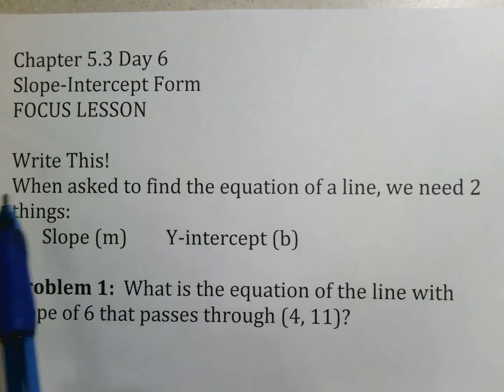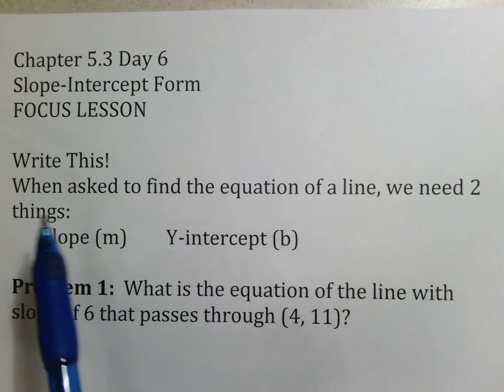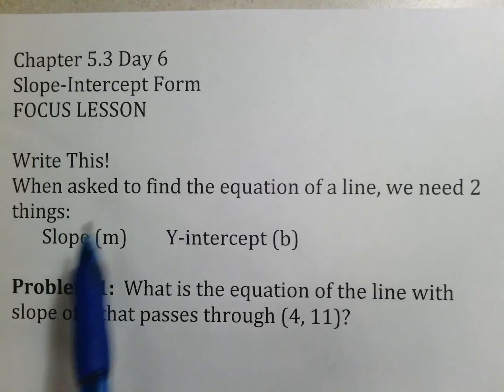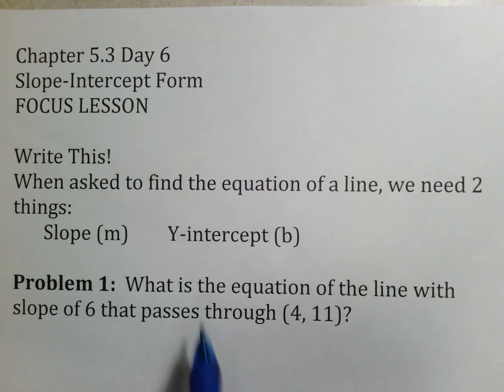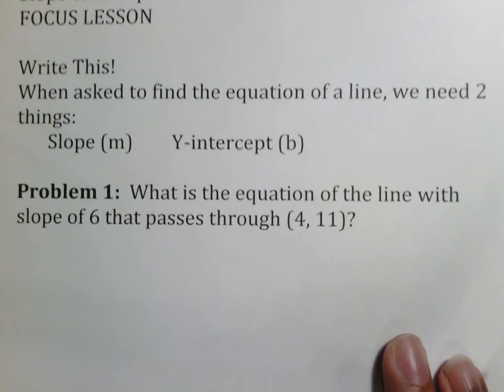So make sure you write this down, because this is really what it all comes down to. When asked to find the equation of a line, we need two things. We need the slope, which represents m. We need the y-intercept, which represents b. Again, write that down for yourself and make sure you are ready whenever we begin talking through this.